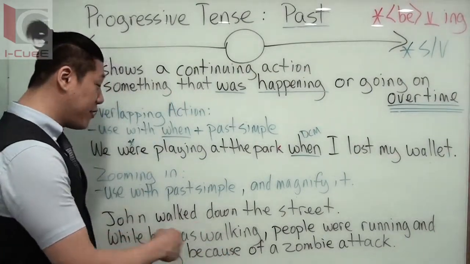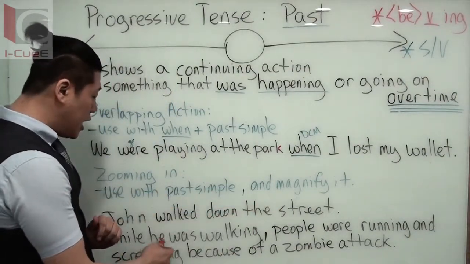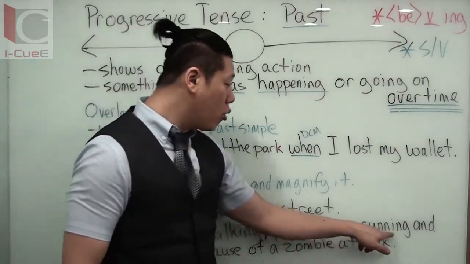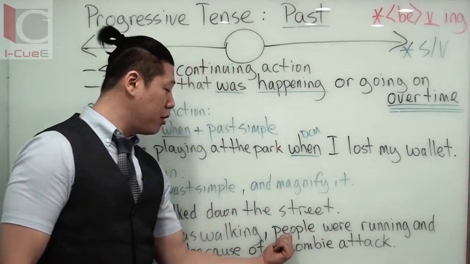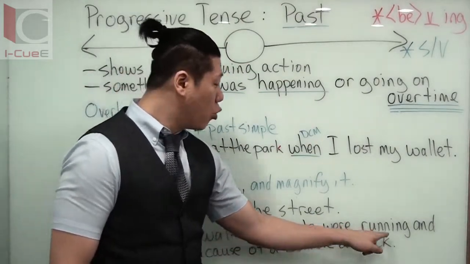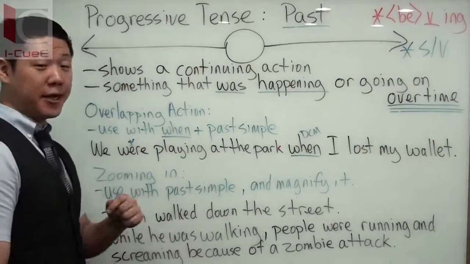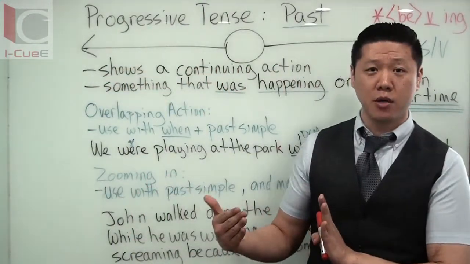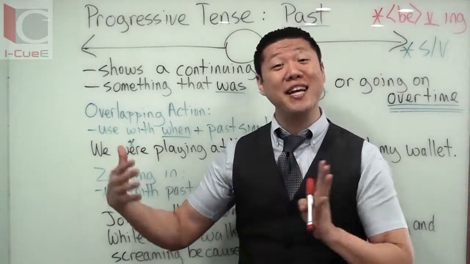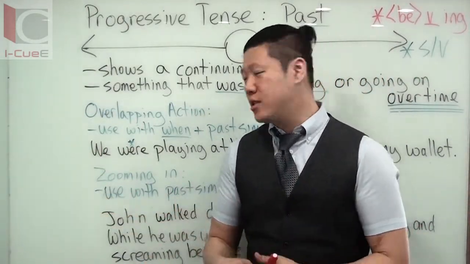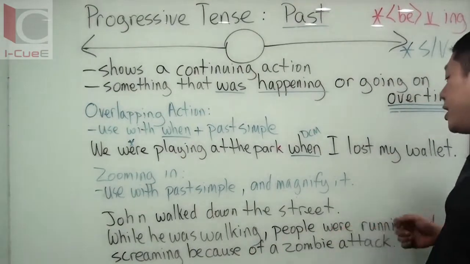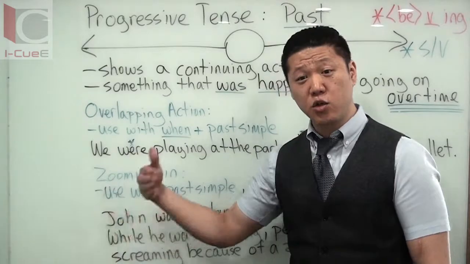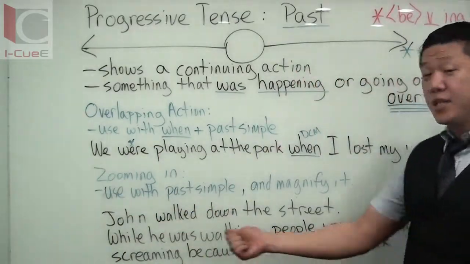But when you have this sentence, simple past, he was walking, be verb ing, people were running, be verb, people is plural, so were, running and screaming. We have two, right? You don't need to just have one be verb, verb ing. You can actually have many of them together, but you don't need to have people were running and were screaming, right? You don't need to put the be verb twice. Just use it once because we're linking them together, okay?